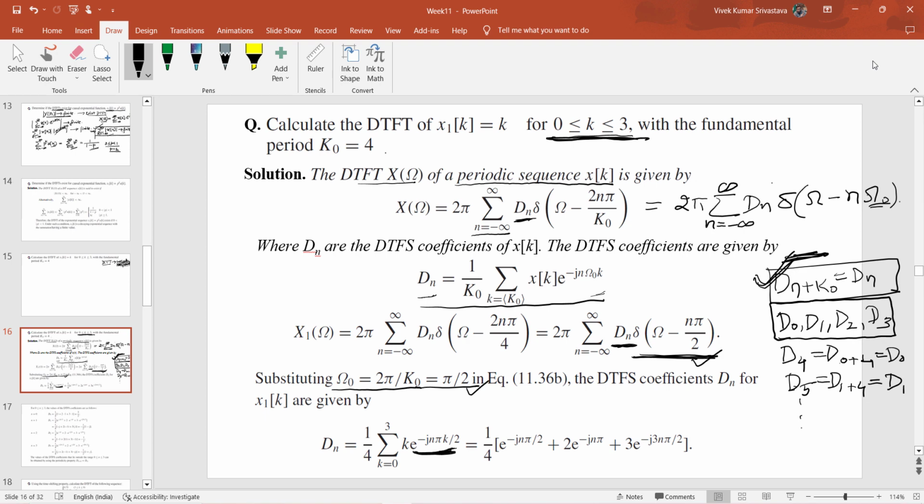Now we will put the value of k here, which is 0, 1, 2 and 3. After putting the value of k here, you will get the value of dn as 1 by 4 e raised to the power minus j n pi by 2 plus 2 e raised to the power minus j n pi plus 3 e raised to the power minus j 3 n pi by 2. So this is basically the expression of dn.